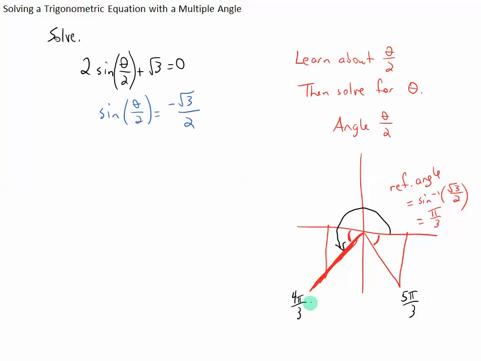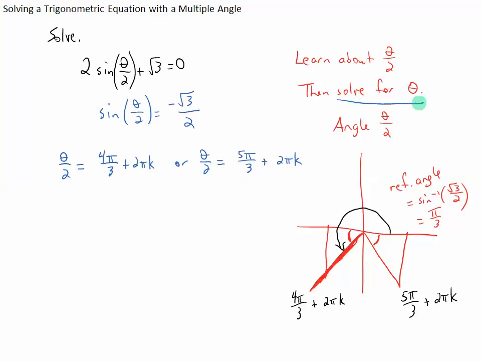So every angle that lands here would be 4 pi over 3 plus 2 pi k. And every angle that lands here would be 5 pi over 3 plus 2 pi k. Okay, great. So that's what theta over 2 could be. So now I can say theta over 2 equals 4 pi over 3 plus 2 pi k, or theta over 2 equals 5 pi over 3 plus 2 pi k.